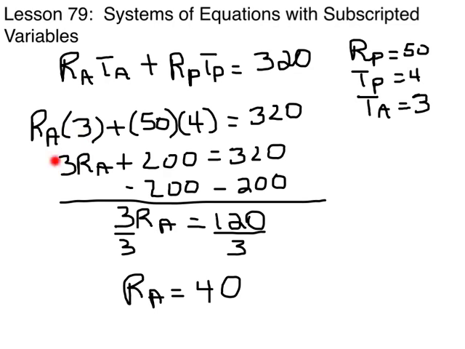Then do the math. 3RA plus 50 times 4, which is 200, equals 320. Subtract 200 from both sides, and 3RA equals 120. Divide both sides by 3, and you find that RA equals 40. Okay, and you already know what RP, TP, and TA are.